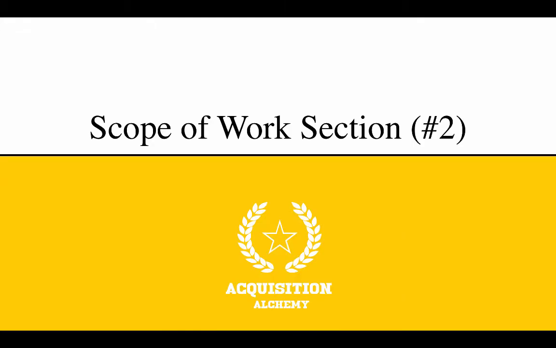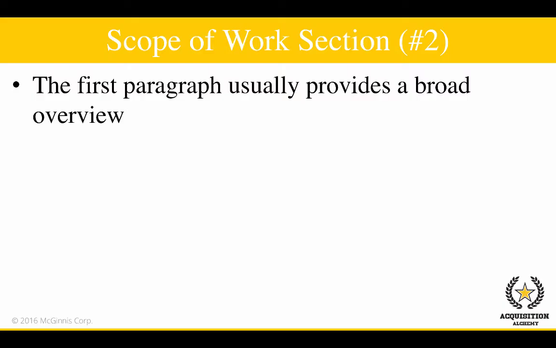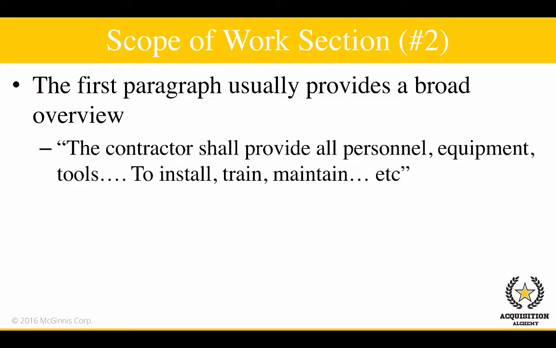The scope of work section will expound upon the introduction and provide more details of the requirement and what needs to be accomplished. The first paragraph of the scope of work section usually provides a broad overview of the scope such as, the contractor shall provide all personnel, equipment, tools, materials, etc. to successfully install, train, maintain, sustain, support, troubleshoot, etc.